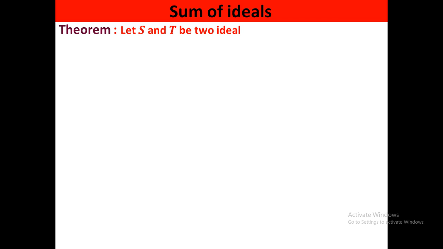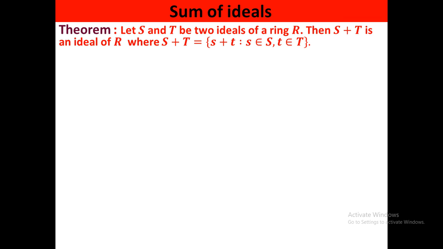Theorem: let S and T be two ideals of a ring R, then S plus T is an ideal. What is S plus T? The elements of S plus T are in the form where the first term is from capital S and the second term is from capital T. So if you take one element from S and another from T, then the collection of elements in the form s plus t is called the linear sum of S and T, and this is denoted by S plus T. Okay. So now we will prove S plus T is an ideal of R also.